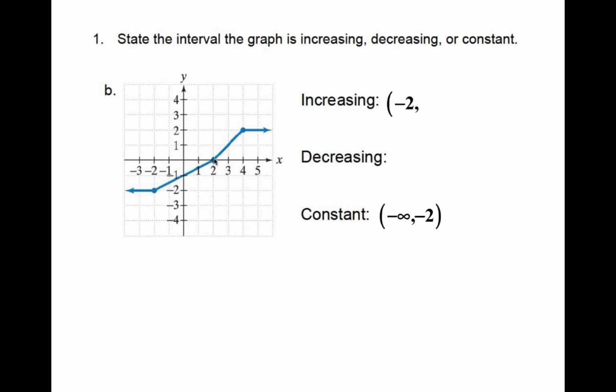Notice that there's a change in the graph here, but the y values are still increasing. You go all the way to where the y values stop increasing, which is at x equals 4. And then at 4, it becomes constant again. So it's constant from 4 all the way to infinity, since that's an arrow. At no point in this graph are the y values decreasing.